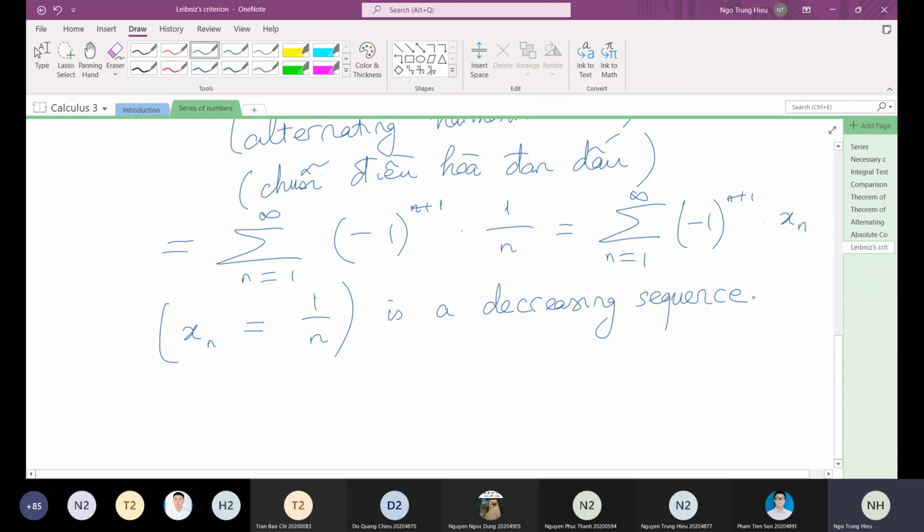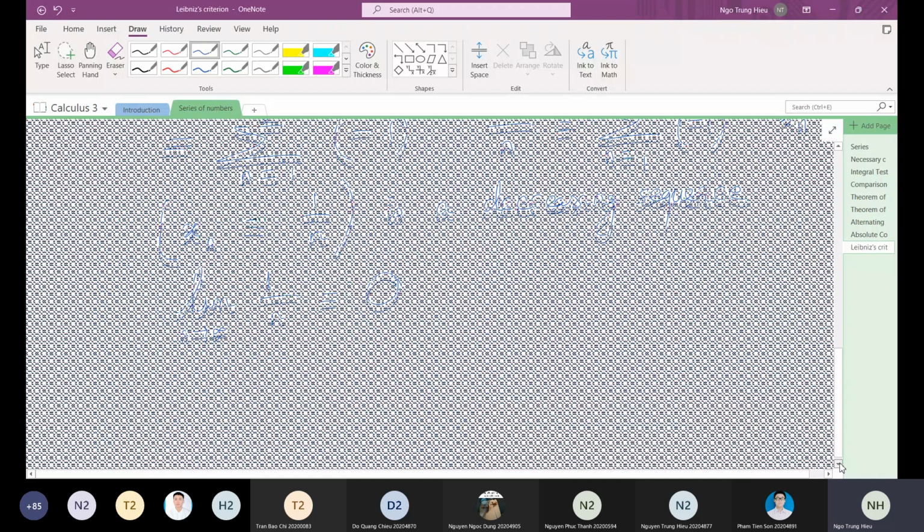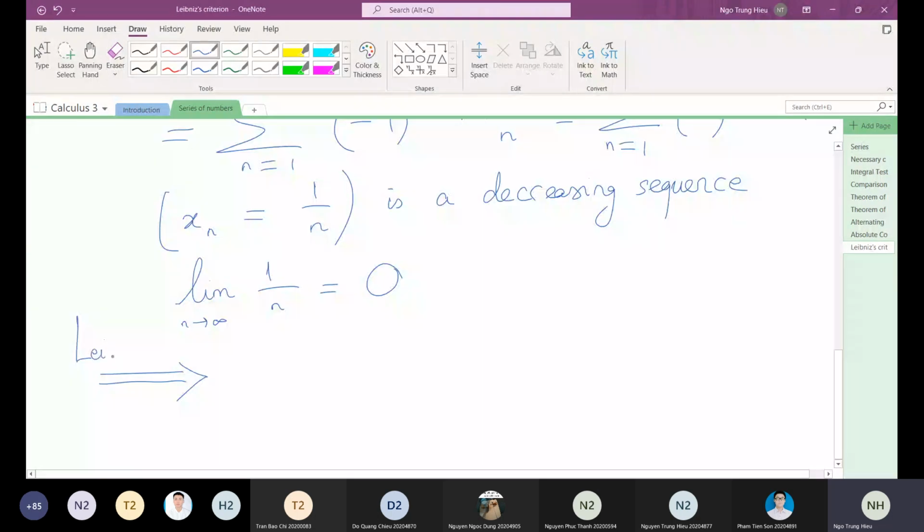So this is a decreasing sequence which has limit equal to 0. Right? So by Leibniz theorem, right? So by Leibniz criterion, we see that the alternating harmonic series converge, right?